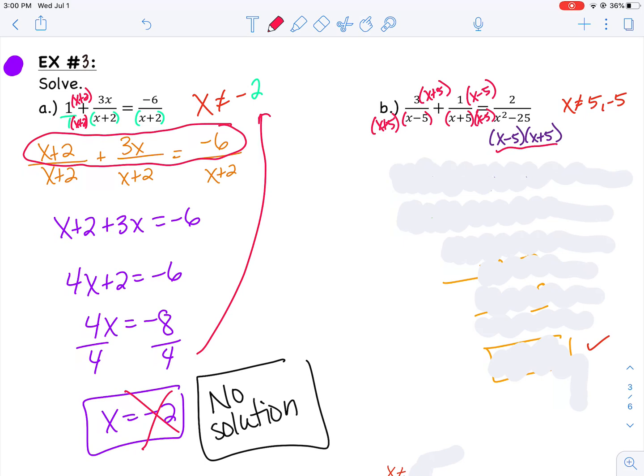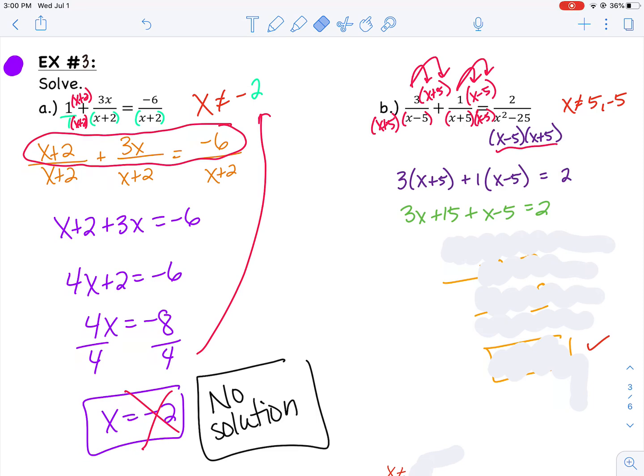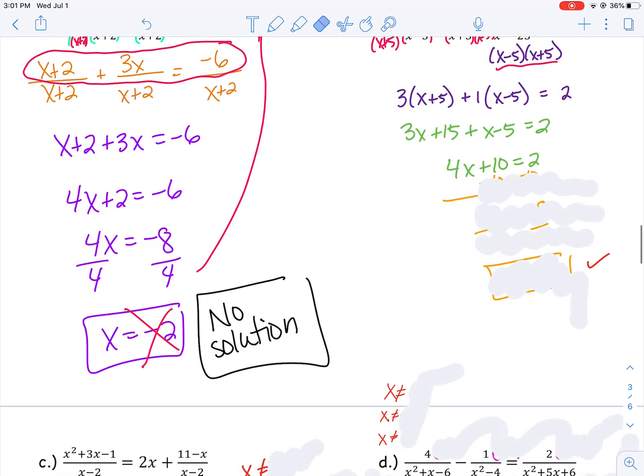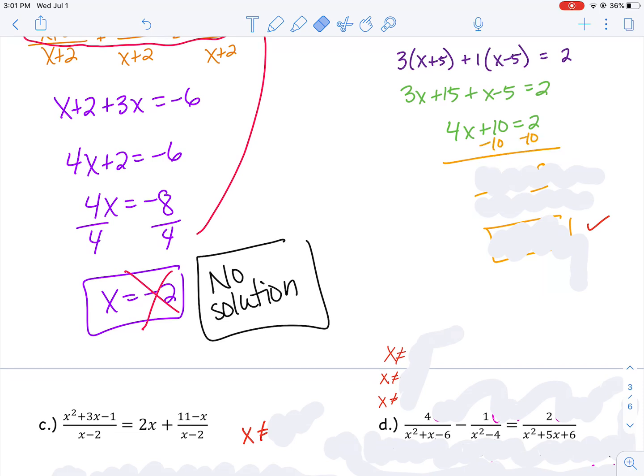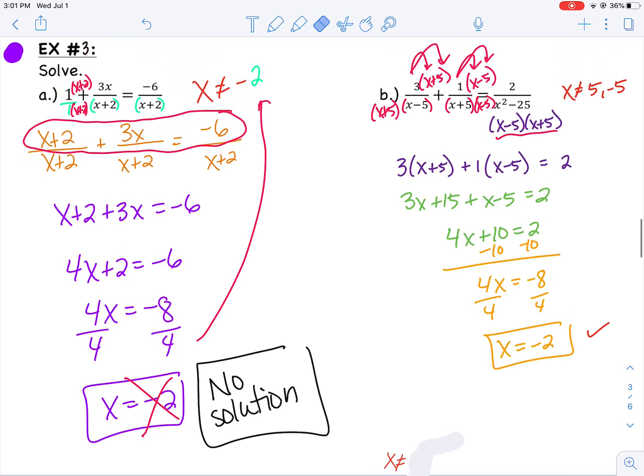Now that my denominators are the same, I can just worry about my numerators, making sure I distribute this 3 through and this positive 1 through. I can make my own new equation that looks like this, and solve it. Distributing my 3, distributing my 1, combining like terms: 3x plus 1x is 4x, 15 minus 5 is 10, and that's all equal to 0, not 0, 2, sorry about that. I can subtract 10 from both sides, divide by 4, and I end up getting x equals negative 2. Remember, make sure that's not part of your domain restriction. Since negative 5 and 5 were our only restrictions, x equals negative 2 should work and make that equation true.